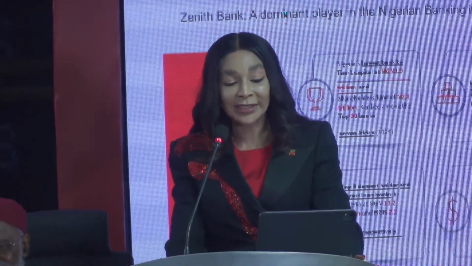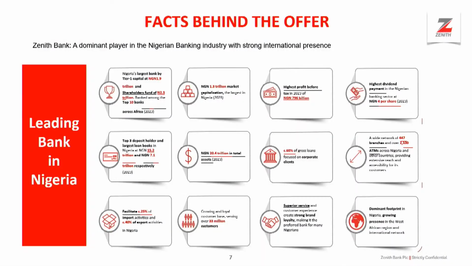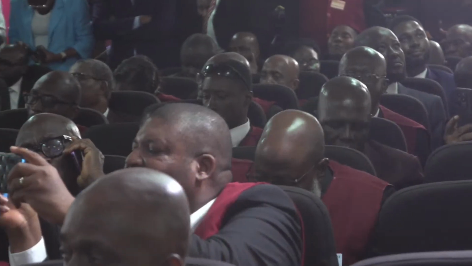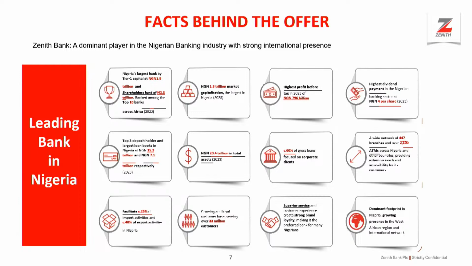Our total deposit liabilities stood at 15.2 trillion naira, placing us among the top 3 banks in Nigeria. We recorded the largest loan portfolio of 7.1 trillion naira, and yet our NPL stood at 4.4%, which is below industry average. This shows our solid risk management capacity. The total asset of the bank stood at 20.4 trillion naira.